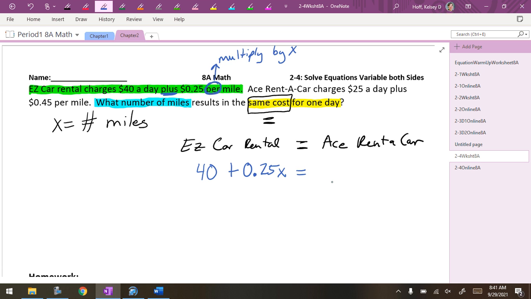All right, I want everybody on their own. Nobody say anything out loud. Follow what I just did for the other side. Ace Rent-A-Car charges $25 a day plus 45 cents per mile. See if you can fill in this other side for me. Don't say it out loud, just write it down.